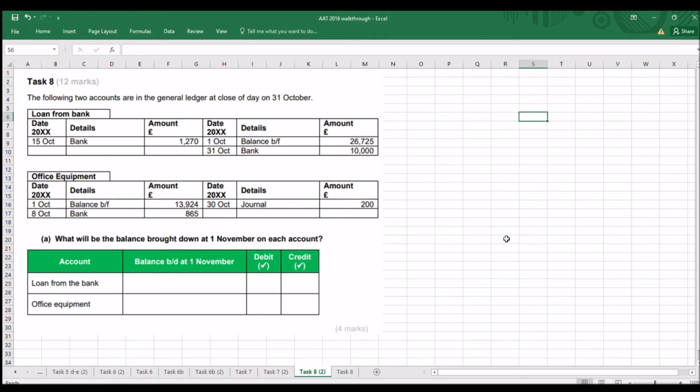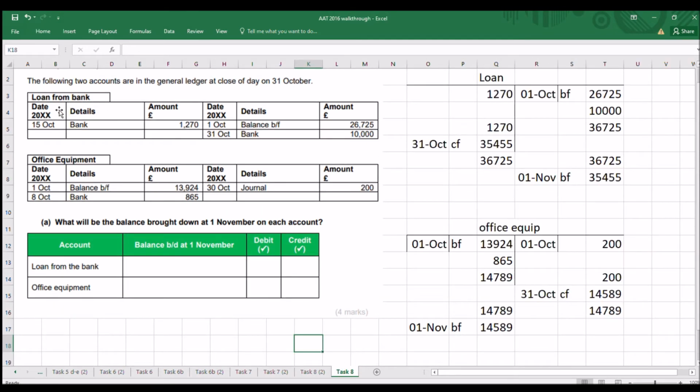Okay, so this is time. Let's go through the answer now. If you haven't done it, you can pause it because this is a 4-mark question, but let's go through it now. Okay, so we've got a loan account here, and what you do is you put it into a T-account straight away.